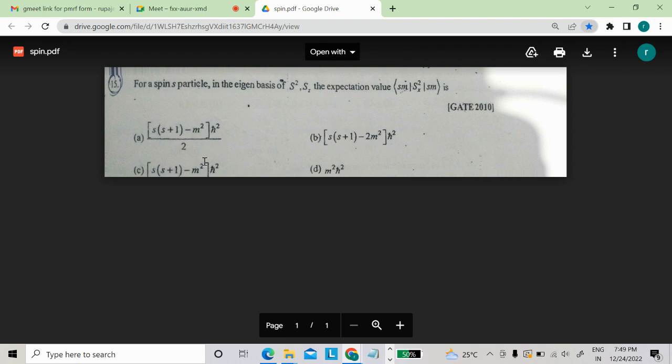Because S square is equal to Sz square plus Sx square plus Sy square. So let's see.